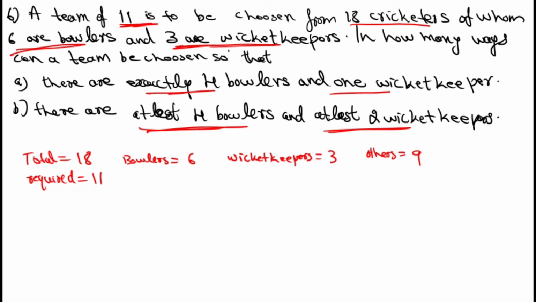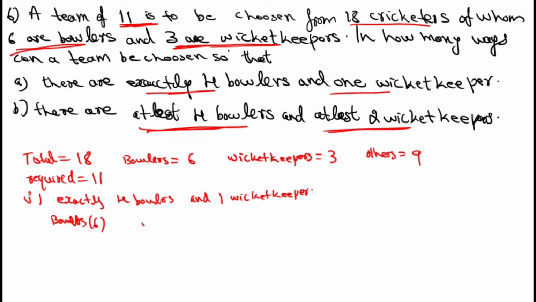Now see the question. The first question is exactly 4 bowlers and 1 wicket keeper. That you need to select. See here, 6 bowlers are there, and wicket keepers, in the given data how many wicket keepers are there? 3 wicket keepers are there. Others equal to how many others are there? 9 others are there. What's the required number? Required number is equal to 11. Okay, that you need to select.